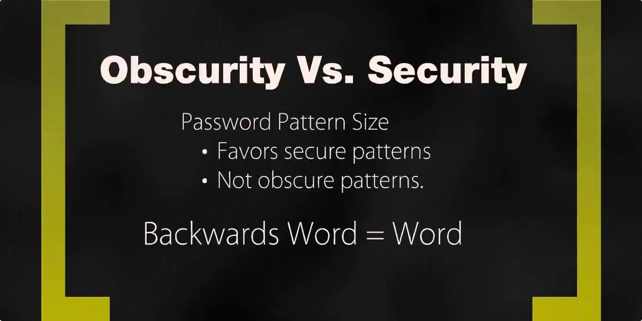And I wanted to throw in a little thing here. We always talk about in security the obscurity versus security. Password pattern size, if it's large, that is more security than obscurity. But if you have an obscure pattern, like a word spelled backwards, it might be really obscure in that people, like crackers, probably don't do a lot of backwards words, but the size of it is not large. If they knew that was your pattern, it would be really easy to crack.